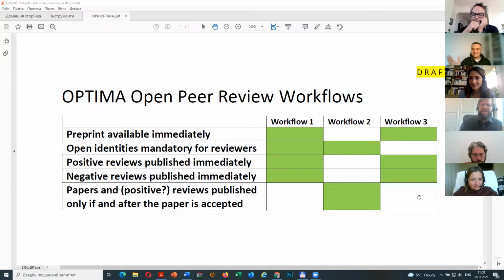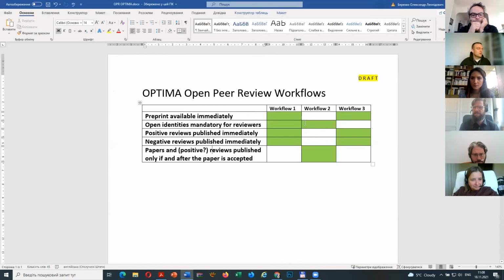Yes. I'm not entirely sure about workflow two, how that would work, because if we don't make the submission, the paper, whether an abstract or a manuscript, public, then it's by definition a closed review, right? So that should still have to be public in some ways.